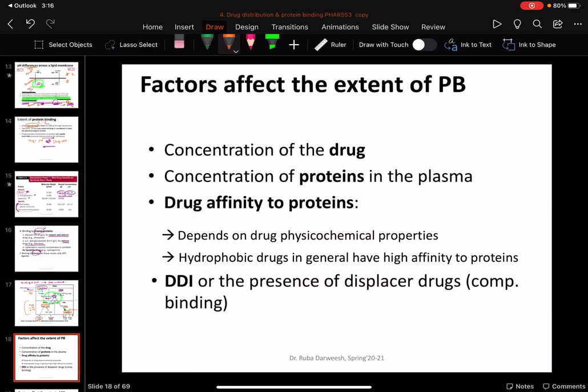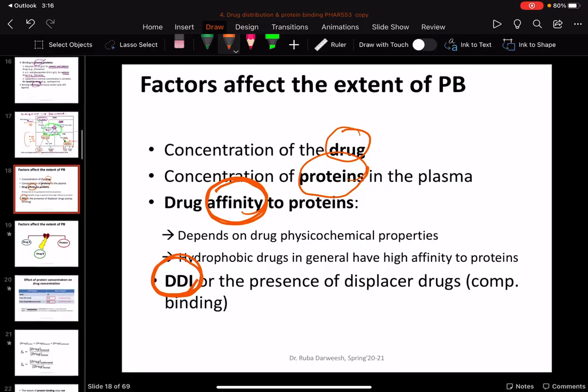Okay, the extent of protein binding depends on many factors. What would affect the protein binding? We have many factors, such as the concentration of the drug, the protein that would bind to that drug, the affinity, and the presence of other drugs or entities, inhibitor or inducer, that would bind to that protein.